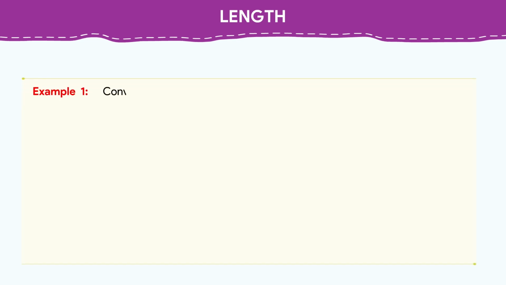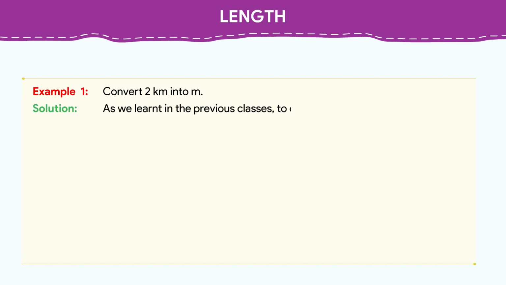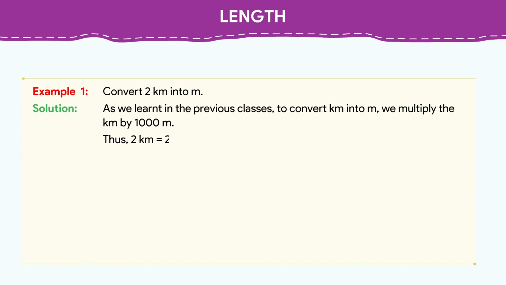Example 1. Convert 2 kilometers into m. Solution. As we learnt in the previous classes, to convert kilometer into m, we multiply the kilometer by 1000 m. Thus, 2 kilometers is equal to 2 times 1000 meters, which is equal to 2000 meters.